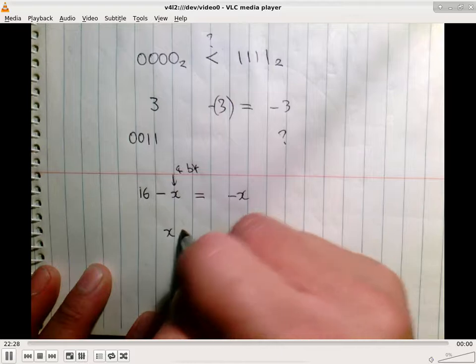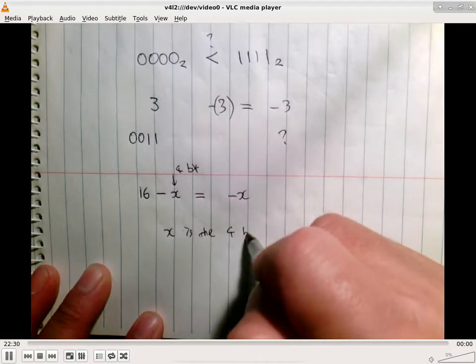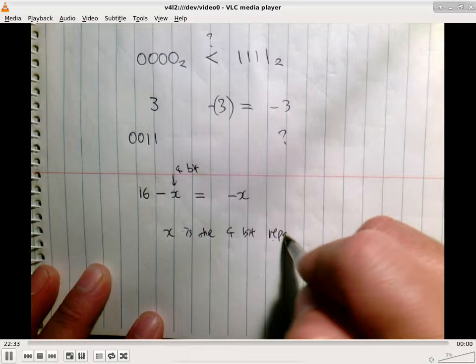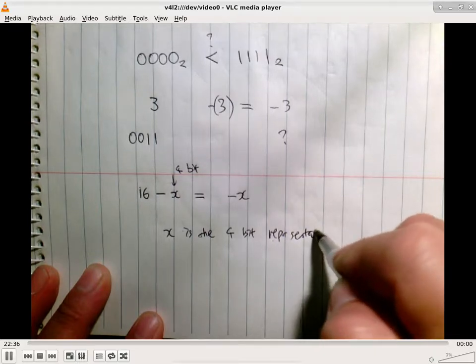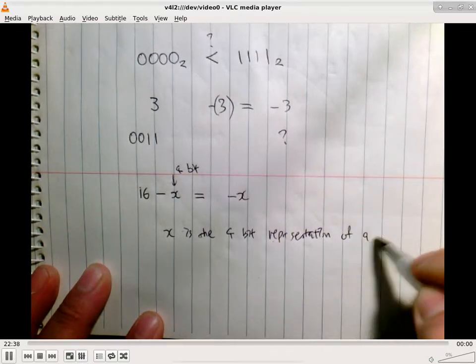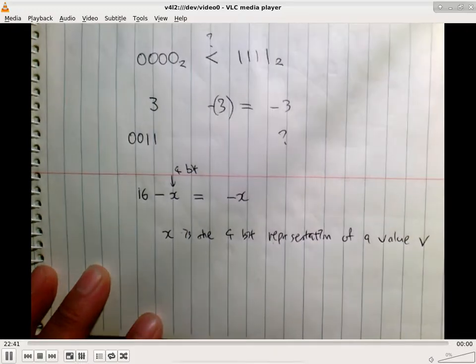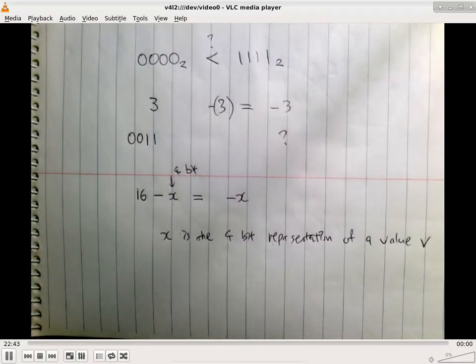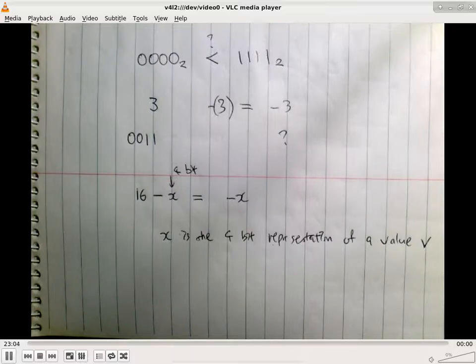So x is the 4-bit representation of a value v. Okay, so x is a bit pattern, v is an actual value. Is that okay? So x is always 4 bits, but v can be -1, v can be 5, v can be -8, can be +4, and so on. So I'm completely separating the concept of a value from the representation itself. Is that okay? All right.